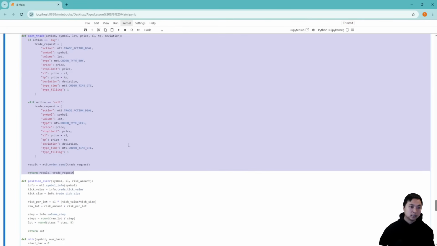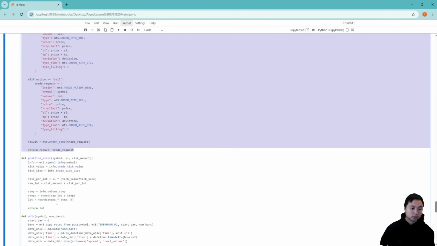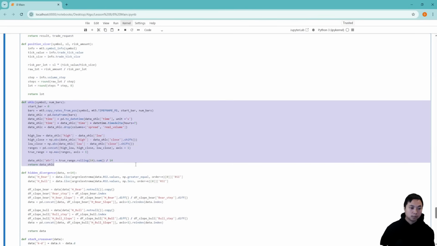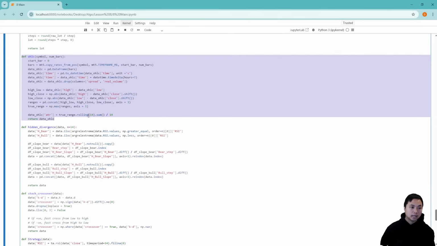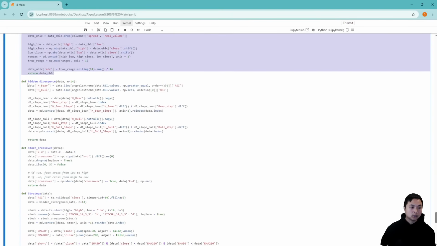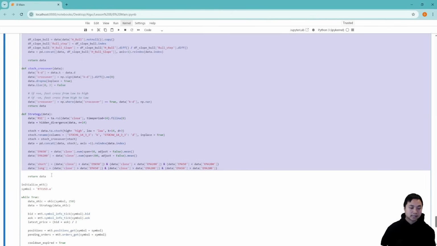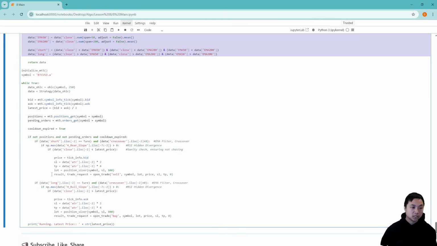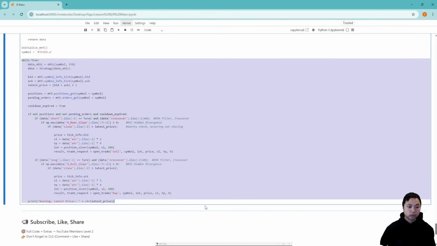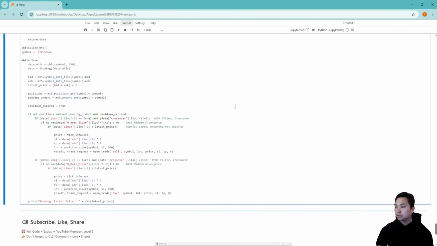And then in this lesson we go through the execution for the open trade and also the position sizer, and then we have the open and close for us to capture the latest data, and then we put everything inside this strategy for setting up our RSI Hidden Divergence strategy. And then we initialize MetaTrader, and just like what I mentioned, we keep everything in this while loop in order for it to run 24/7.